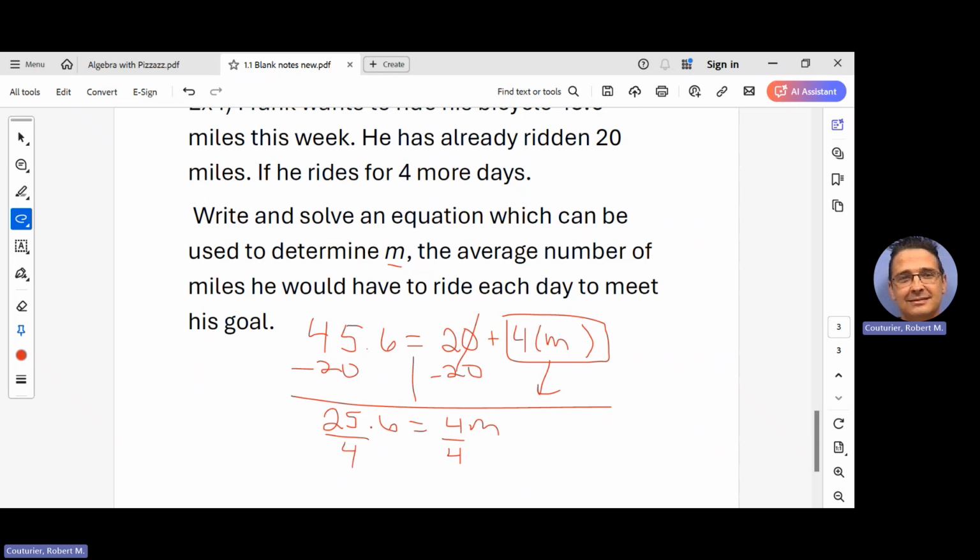Make sure you're using a calculator for this. We have 25.6 divided by 4. Our calculator says 6.4 more miles. That's how much he has to go each day in order to hit that total that he wanted. So we use this information to write the equation, and then we use it to solve.